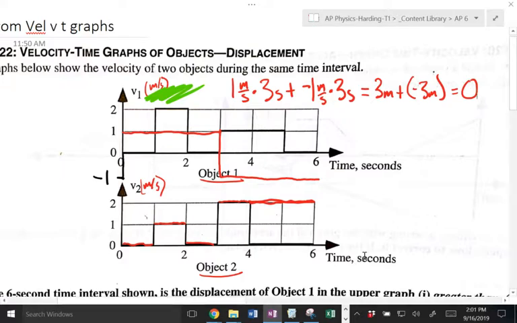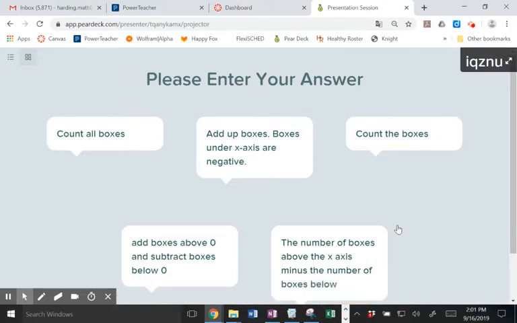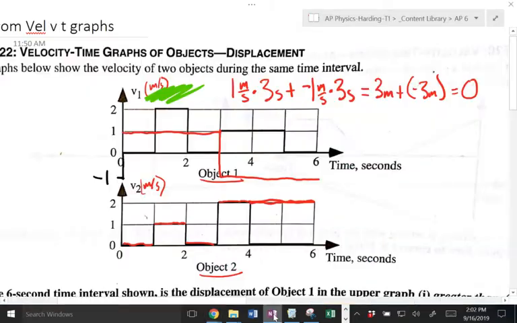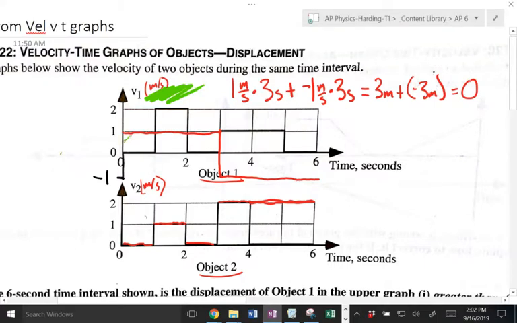All right. So friends are saying things like count all the boxes, add up the boxes. Boxes under the x-axis are negative. Add boxes above 0 and subtract boxes below 0. Number of boxes above the x-axis minus the number of boxes below. So we're kind of wordy with the above and below. Here's the problem we'll run into. Help your neighbor help themselves. This is the ghost of physics future. They're going to count these boxes as well as these boxes.